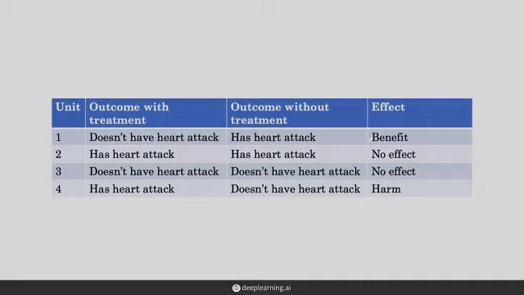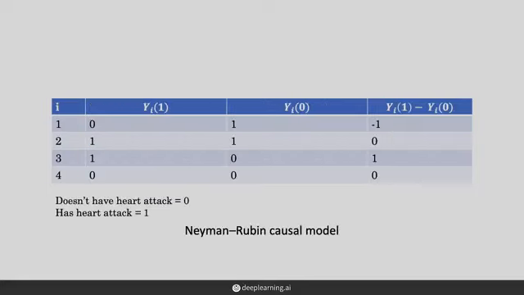Some patients may have potential outcomes such that they have a heart attack regardless of whether they get treatment. Some patients might not have a heart attack regardless of whether they get treatment. In both those cases, we would say that the treatment has no effect on the patient. Finally, a patient might have a heart attack with the treatment and not without, in which case the treatment has harmed the patient.